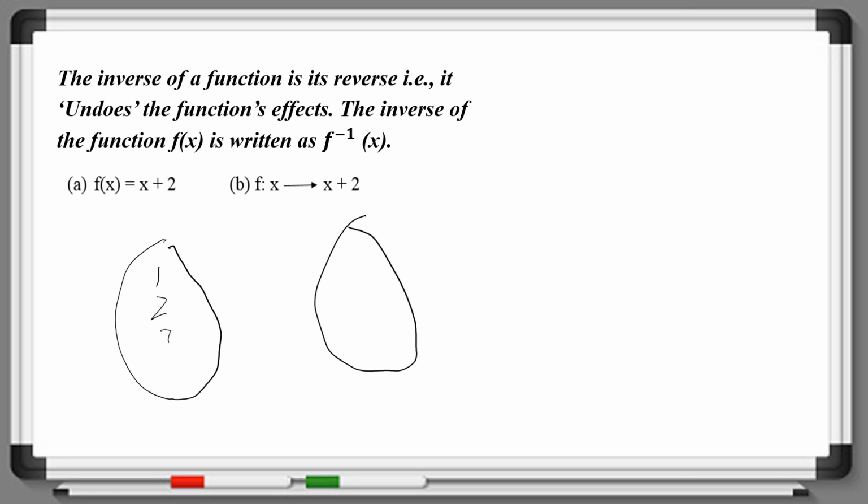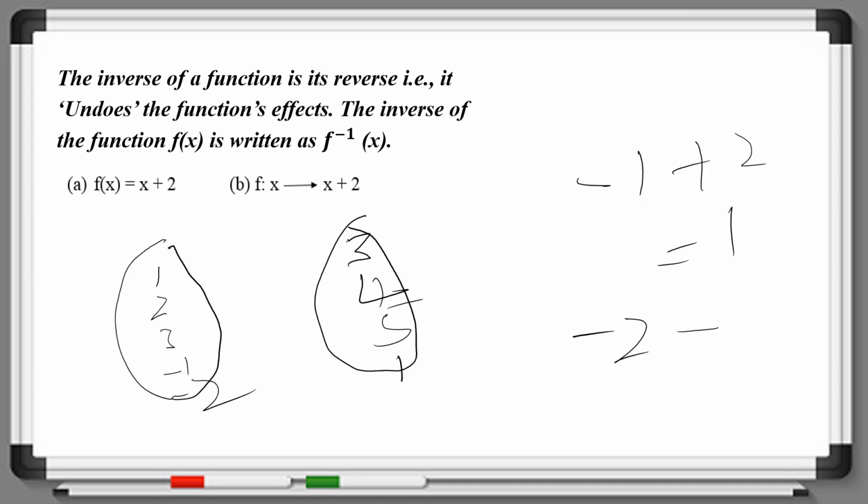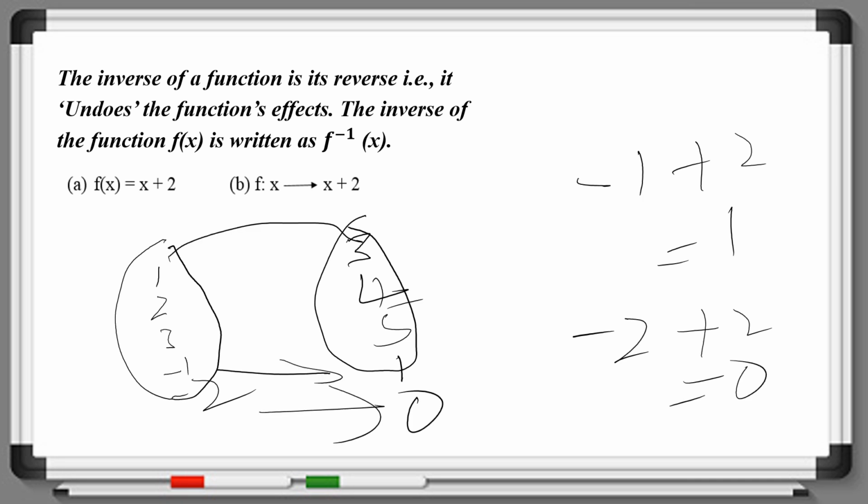1, 2, 3, -1, -2. So 1 plus 2 is 3, 2 plus 2 is 4, 3 plus 2 is 5. Then here I want to show -1 plus 2, we get 1. If I write -2 plus 2, it is 0. So -1 is attached to 1 and -2 is attached to 0. So this was the function f at x.